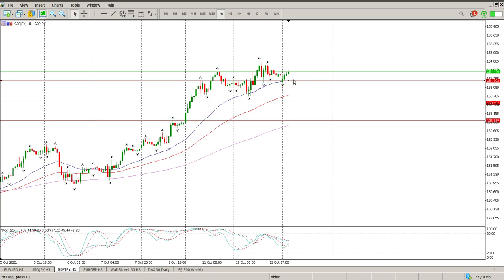So if this can hold today, 154,193, you should see a fairly strong continuation to the upside. There is quite a bit of data coming out in the UK today as well, so I would wait for that data to come out.